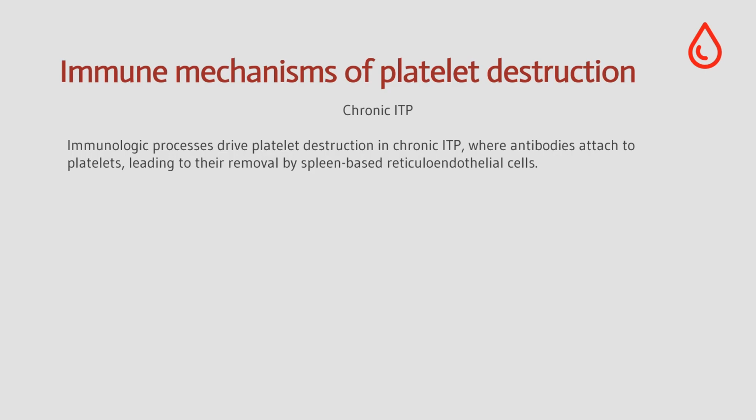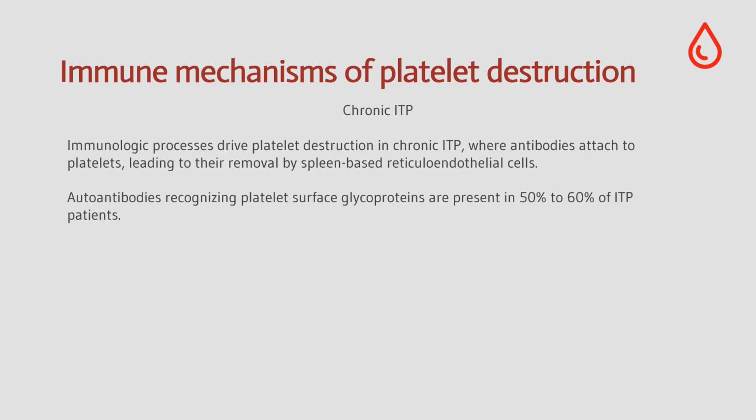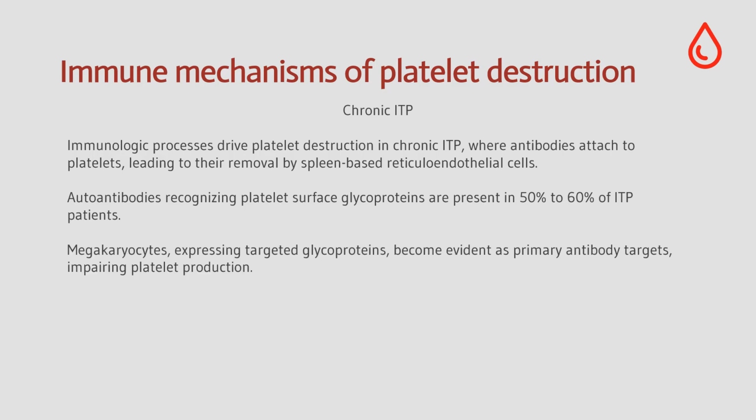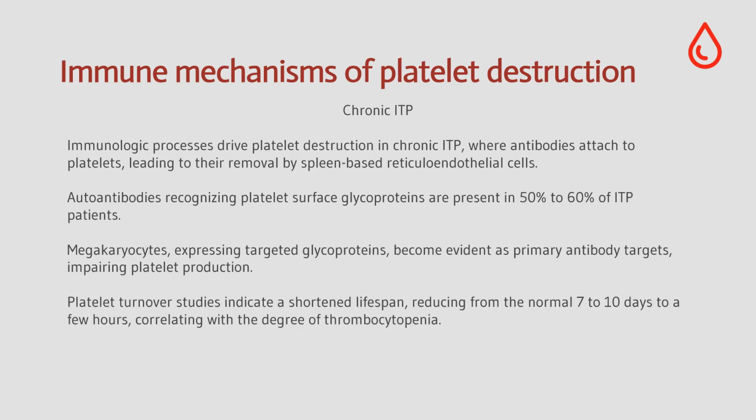Immunologic processes drive platelet destruction in chronic ITP, where antibodies attach to platelets, leading to their removal by spleen-based reticuloendothelial cells. Autoantibodies recognizing platelet surface glycoproteins are present in 50% to 60% of ITP patients. Megakaryocytes, expressing targeted glycoproteins, become evident as primary antibody targets, impairing platelet production. Platelet turnover studies indicate a shortened lifespan, reducing from the normal 7 to 10 days to a few hours, correlating with the degree of thrombocytopenia.